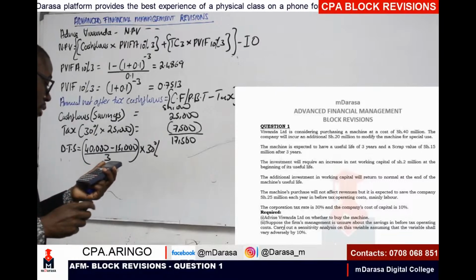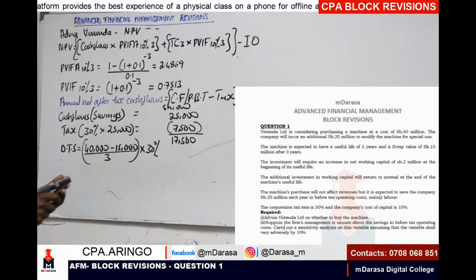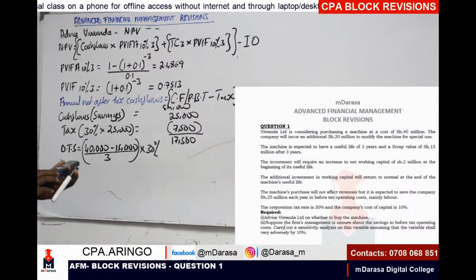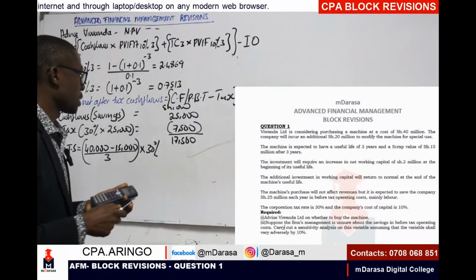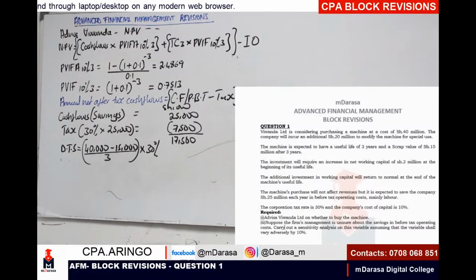This should give us a figure of, basically, that times 30%. So we have multiplied by 30. So that is 40,000 minus 15 divided by 3 times 0.3 should give us 2,500. That's the figure that I'm getting. You can confirm. We are getting a figure, of course, of that much.